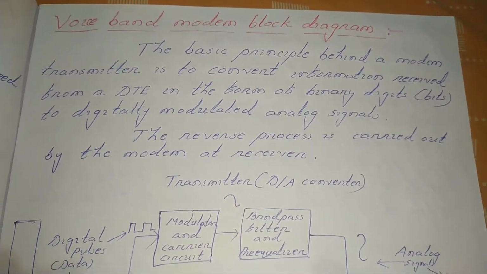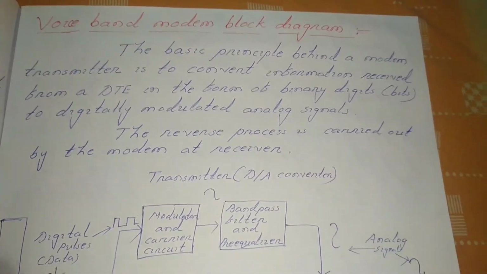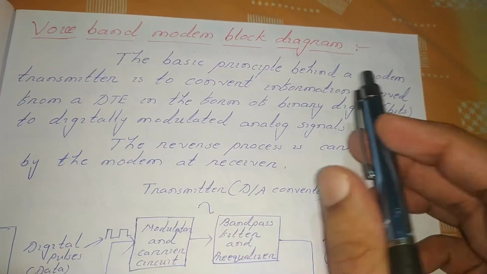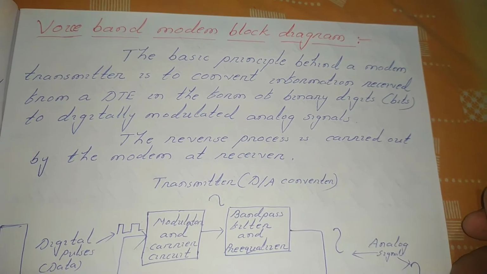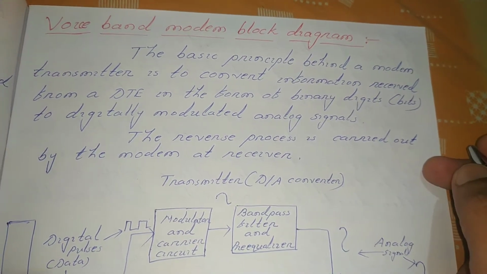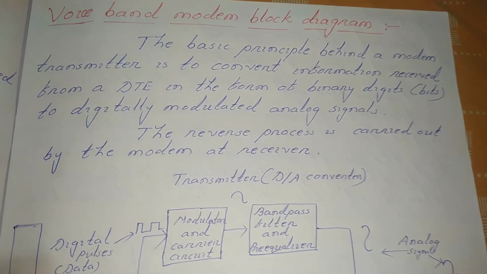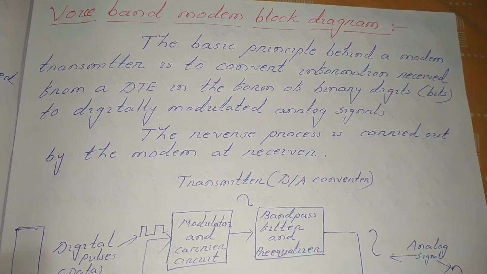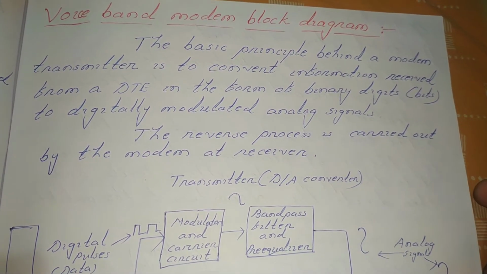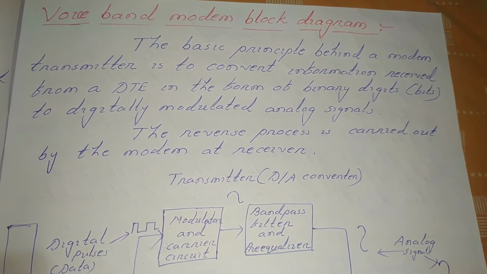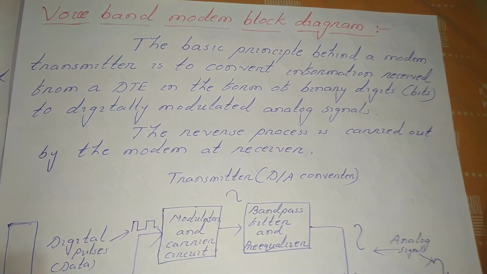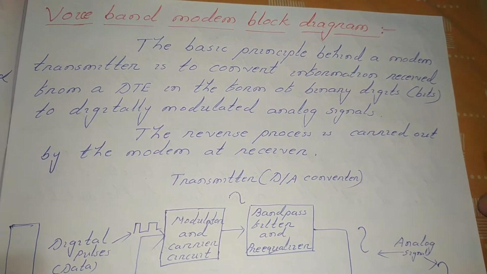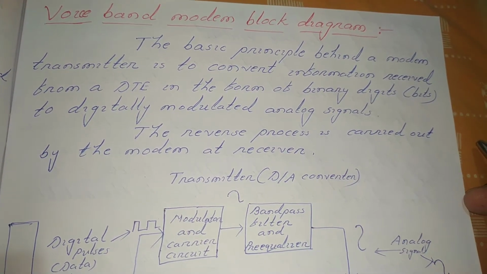Hello students. Next we will study the voice band modem block diagram. Already you know about the modem. A modem is present at both the transmitter side and the receiver side. The modem at the transmitter side converts the digital signal into an analog signal, and the modem at the receiver side converts the analog signal into a digital signal. You know that.